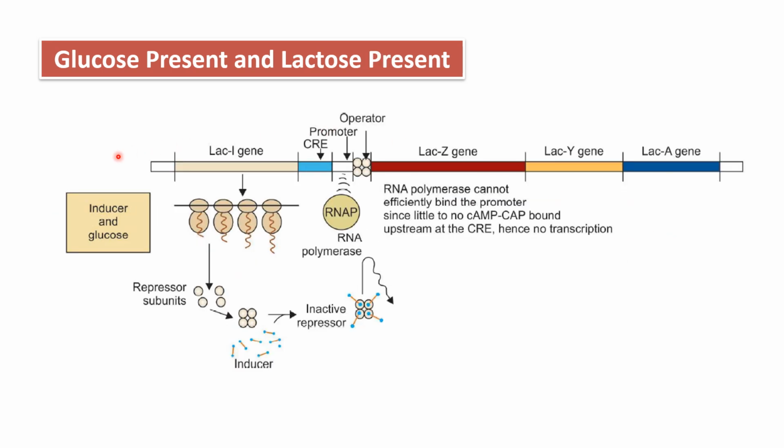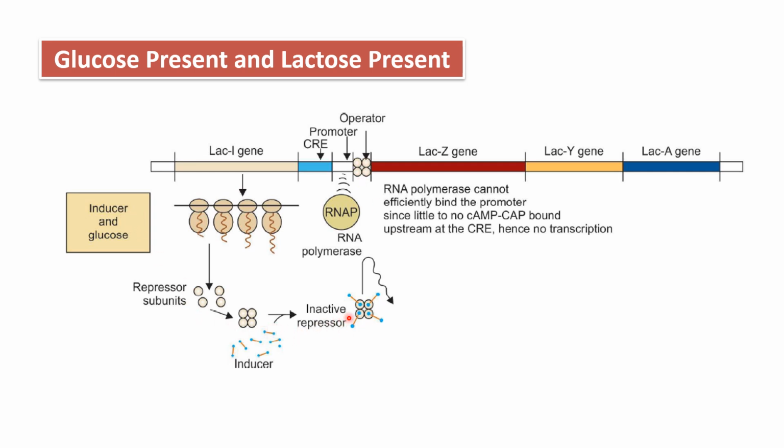The next scenario is we have an inducer and we are having glucose. That is, glucose is present, lactose is also present. So what happens in this condition? So the repressor gene is transcribed and repressors are produced. But since we have the inducer here, what is the inducer? That is lactose. Lactose is present. It will bind to the repressor and make it inactive. So no repressor is going to bind here and repress the process here. So the inducer is present here.